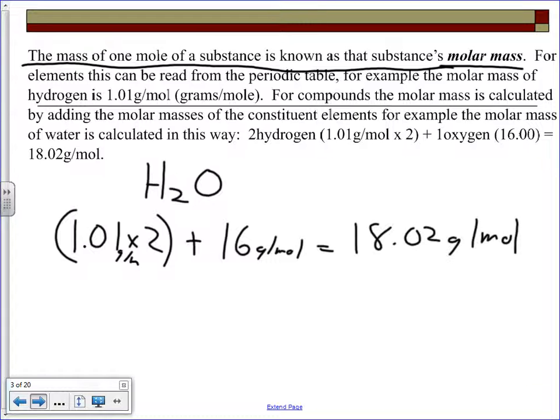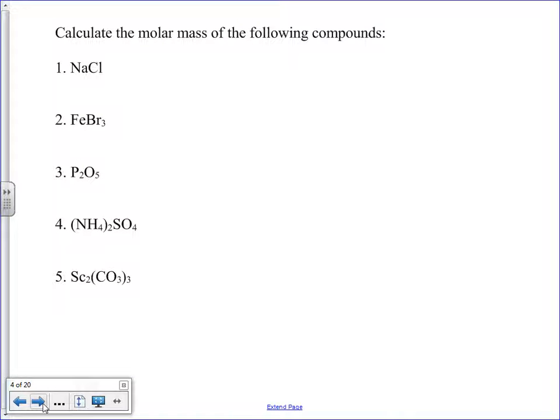Everybody with me here on how this works? Here's what I want you to do. I want you to use your periodic table to figure out the molar masses of these compounds. I want you to try them, and then we'll go through them together.